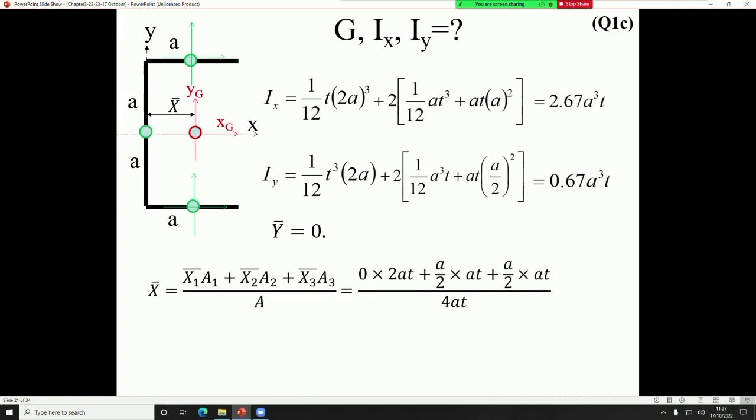Now here we need to find the coordinates of these three green dots. We've got 0, because this is located on the x-axis. We've got a over 2, which is this distance, and a over 2, which is this distance. And it gives us x bar, which is a over 4.